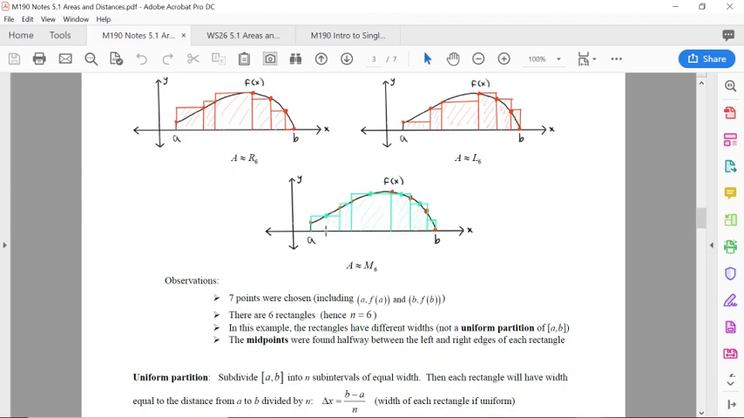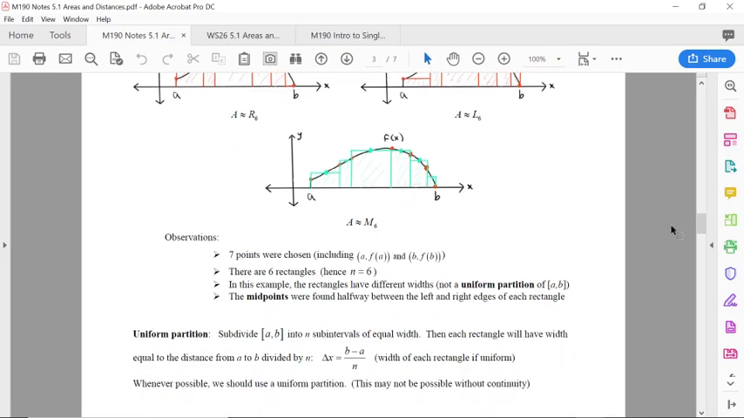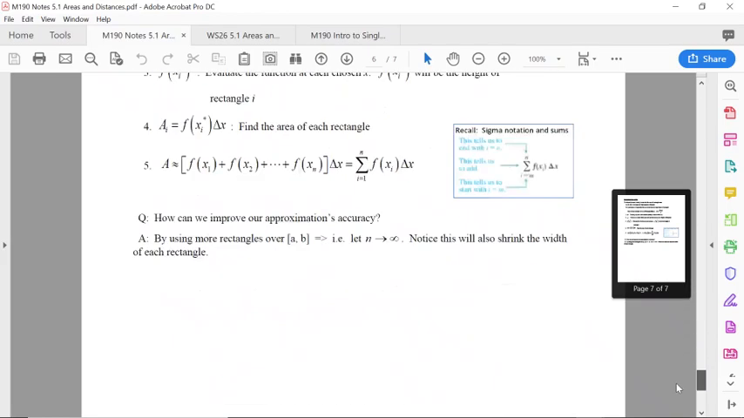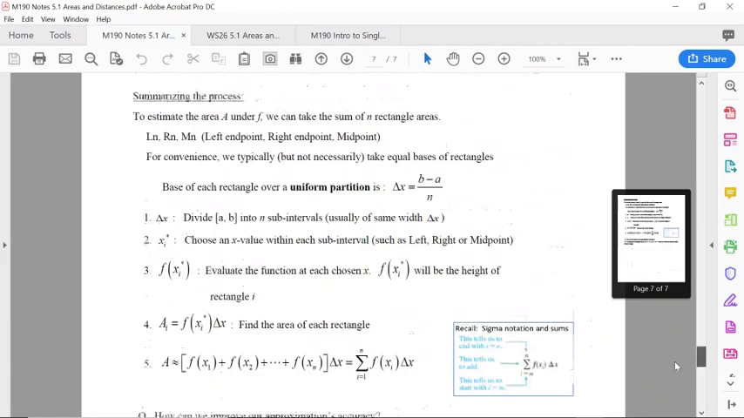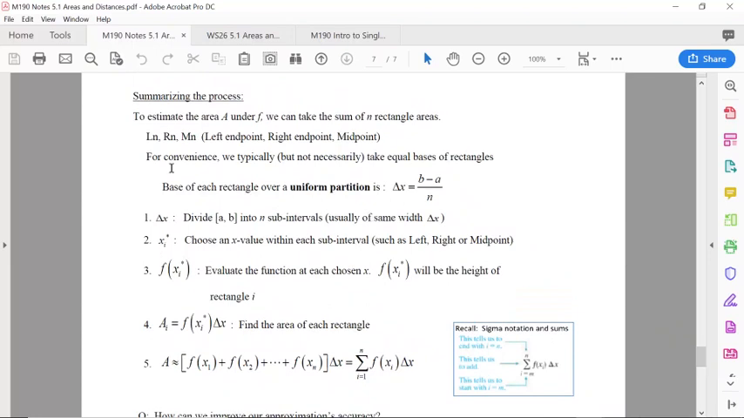You find a sample x value, and we're going to label that xi star, with the star, the sample x value for each subinterval. And then we're going to evaluate the y value relative to that sample x value. And we're going to call the y value f of xi star. All right, so there's a lot of stuff that goes in here. Let me summarize this in a synopsis down here.